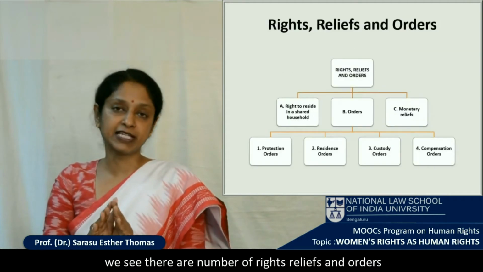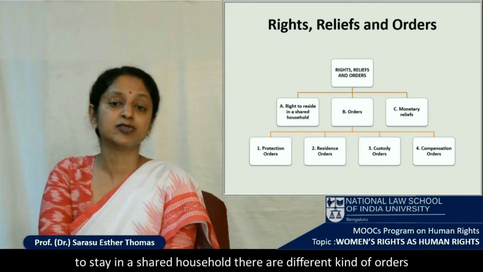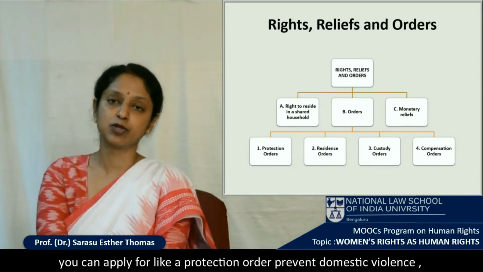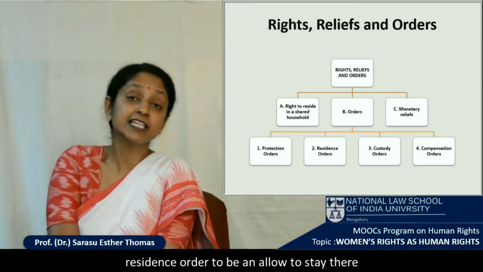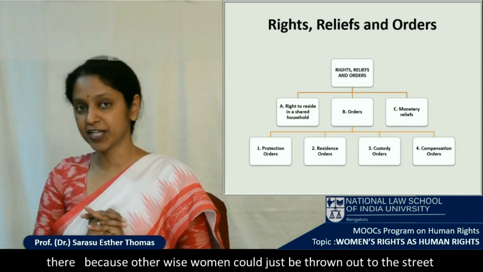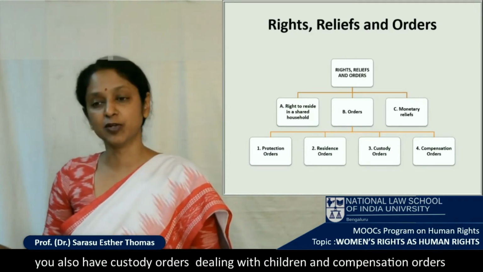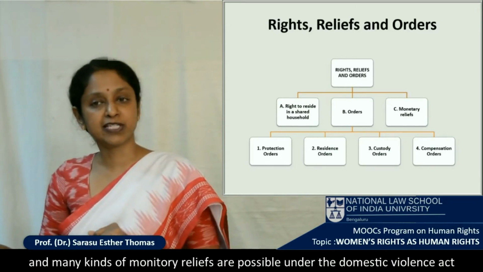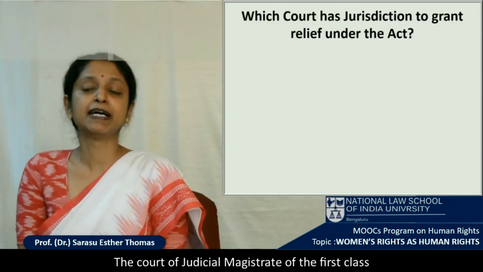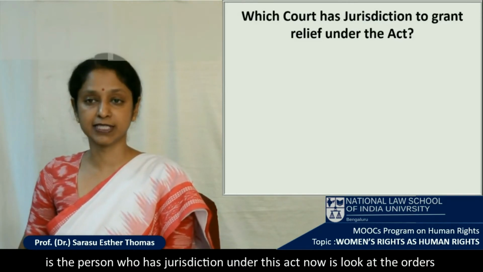We see that there are a number of rights, reliefs and orders which are possible under this Act. So you have a right, of course, to stay in a shared household. There are different kinds of orders you can apply for, like a protection order to prevent domestic violence, a residence order to be allowed to stay there, because otherwise a woman could just be thrown out on the street. You also have custody orders dealing with children and compensation orders. And many kinds of monetary reliefs are possible under the Domestic Violence Act. The Court of the Judicial Magistrate First Class has the jurisdiction under this Act.